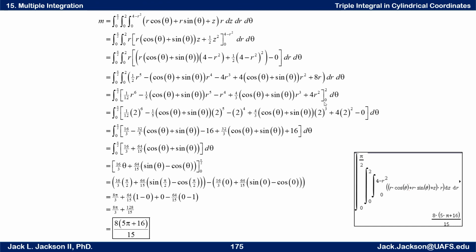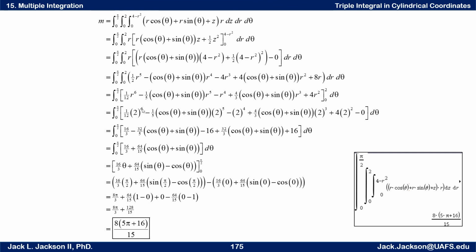Evaluate from 0 to 2. Once again, they all have an r: r squared, r cubed, r to the 4th, r to the 5th, r to the 6th. Plug in r is 0, they all go to 0. So the second part is just 0. So we just plug in 2. It's nice this time because now this is not a harder formula, it's just a constant. So we can just plug in 2 for all the r's. So all the r parts are just going to become constants.